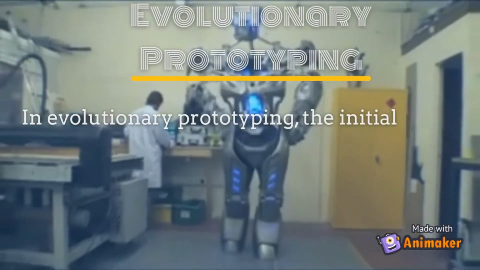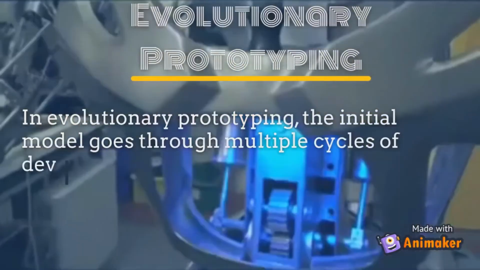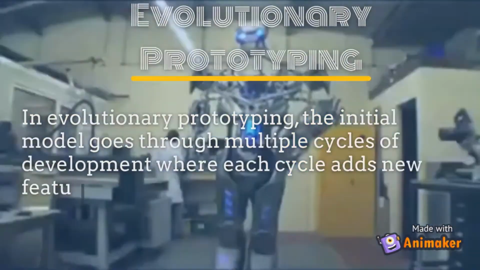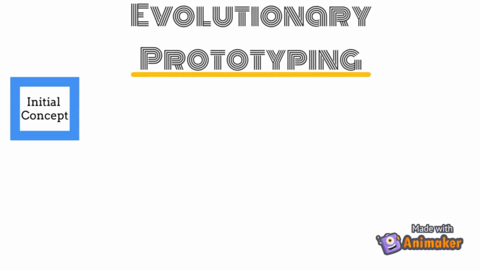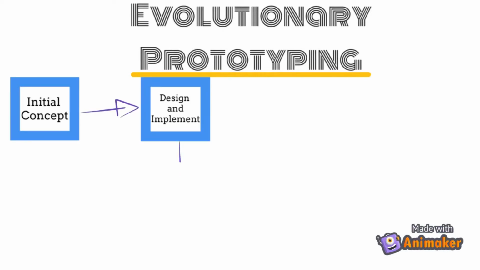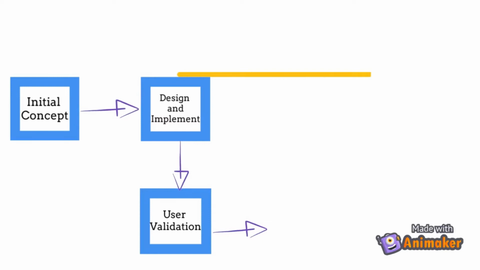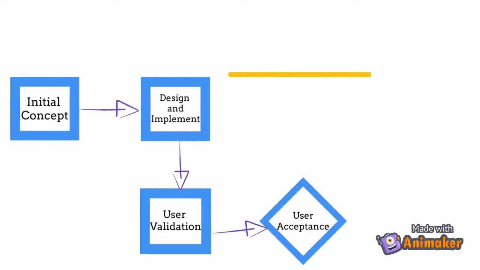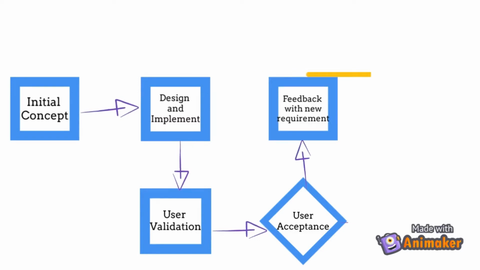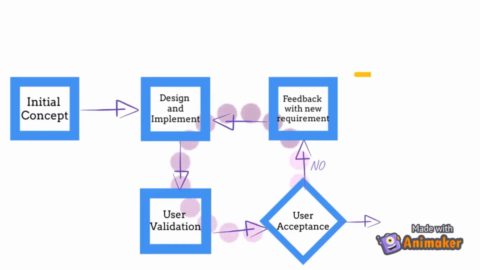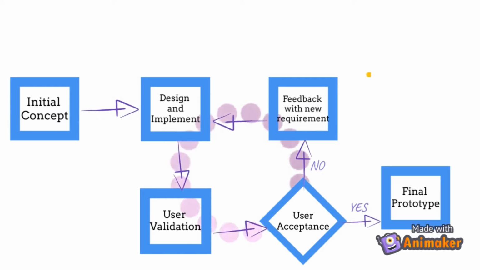In evolutionary prototyping, the initial model goes through multiple cycles of development where each cycle adds new features. There are a few stages in evolutionary prototyping, beginning with the initial concept. It then goes on to design and implement, and over to user validation. After this, there is user acceptance, where the user decides whether the design they have is valid or not. If not, it goes to feedback with new requirements, and this process is repeated. If the design is acceptable, it goes on to the final prototype.